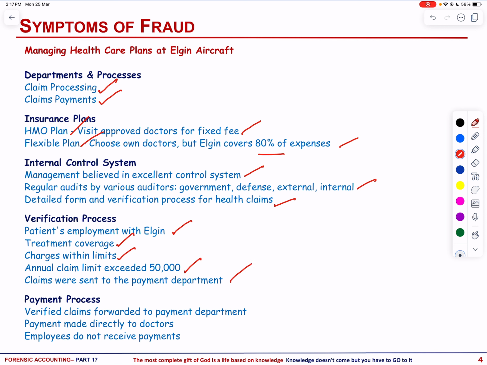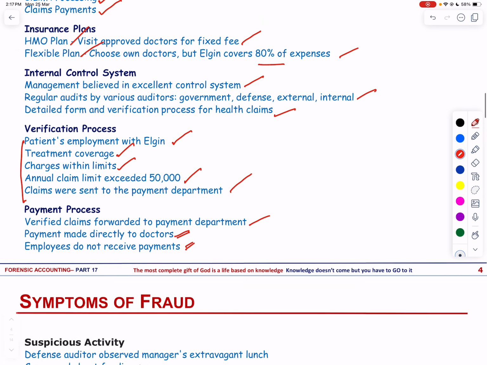After ensuring the patient is an Elgin Aircraft employee, treatments are covered by the plan, charges are within the approved limits, and individual claims don't exceed 50,000 annually. If they do, the insurance company handles them. So, after determining the employee's plan and accurate payment calculations, the claims were sent to the payment department, which pays the doctors directly. Employees don't receive any payments.